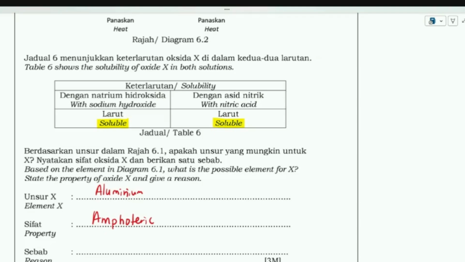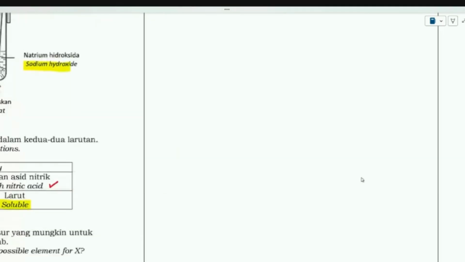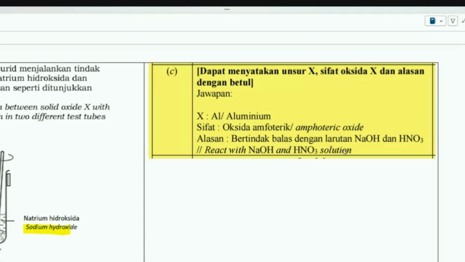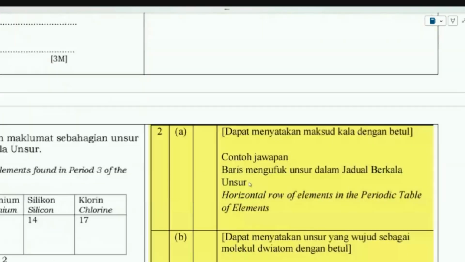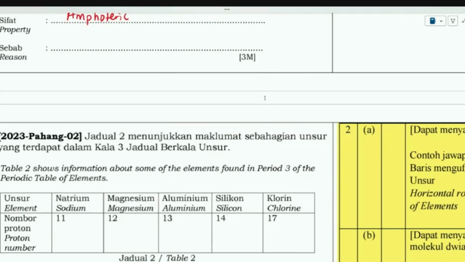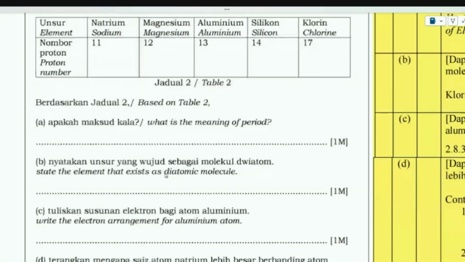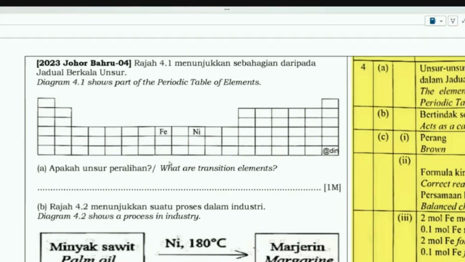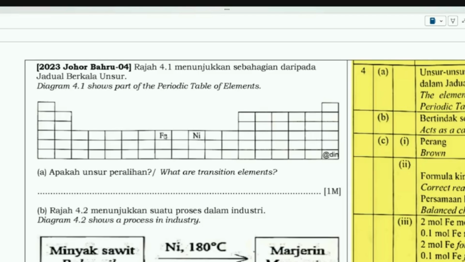What is the reason? It can react with both sodium hydroxide and nitric acid, right? Then you see, if period 3, all will be the same. Okay, next, this one. Iron and nickel, class. What are these two? They are located here, meaning that they are what?